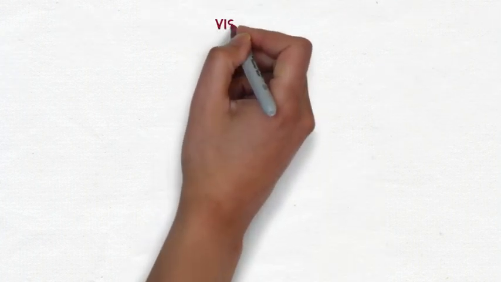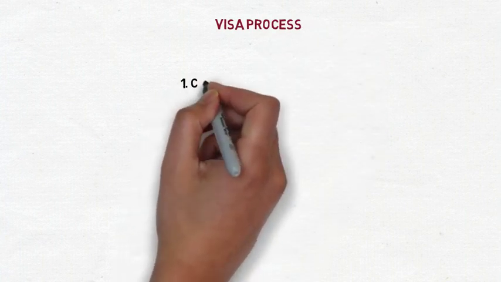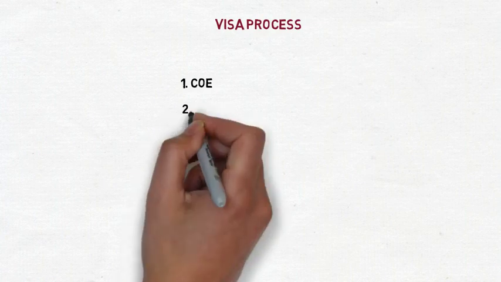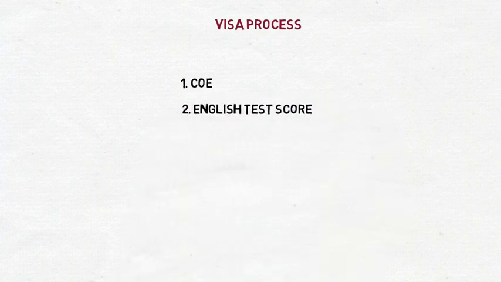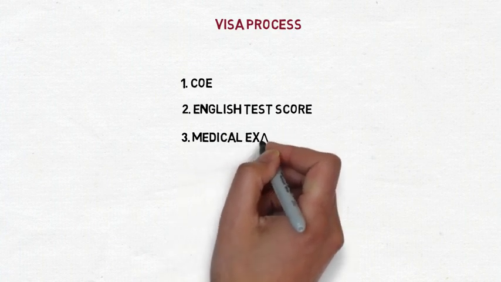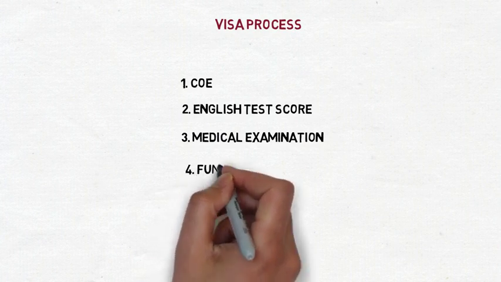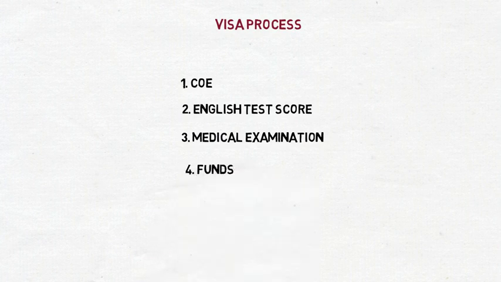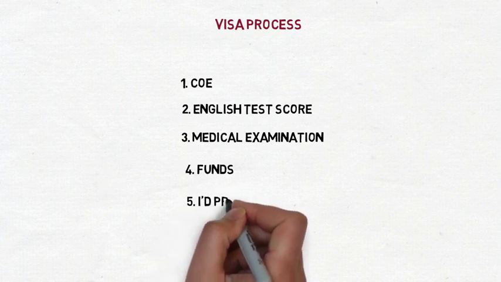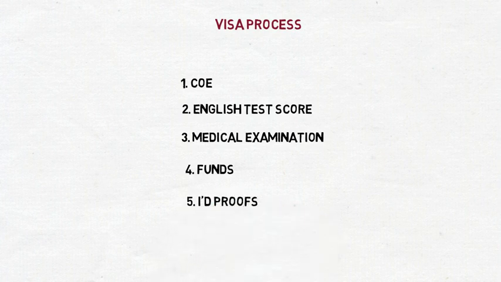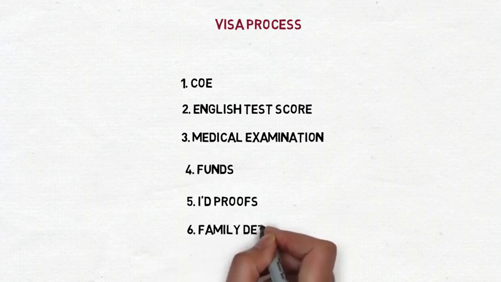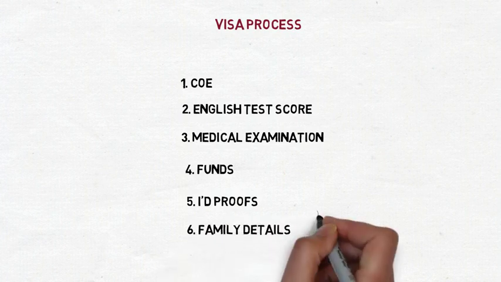Now, for the visa process there are some points I would like to mention. You will need your confirmation of enrollment, your English test scores, and you have to go through a medical examination. While applying for your visa you have to show your funds in your parents' accounts if your parents are sponsoring you, or in your own account if you are sponsoring yourself. And then your identity proofs, your parents' identity proofs, and detailed information about your family and all that.